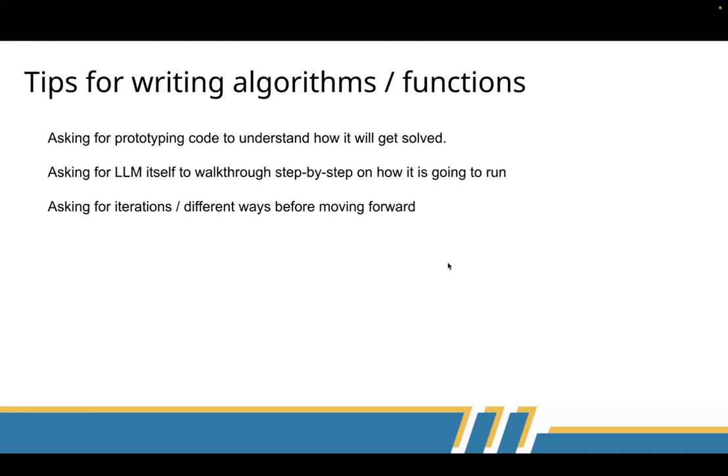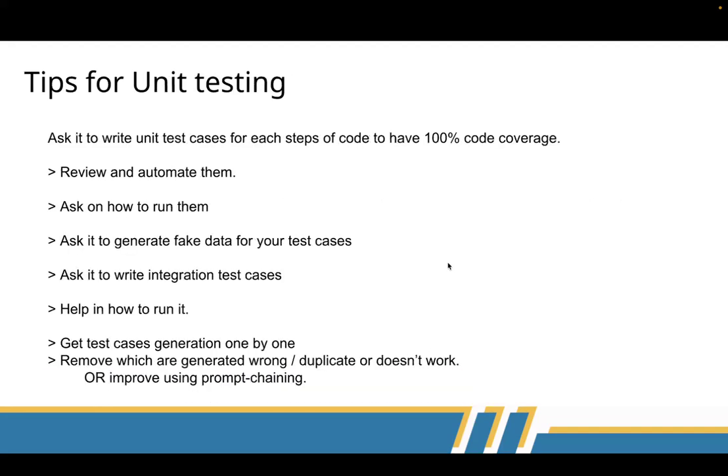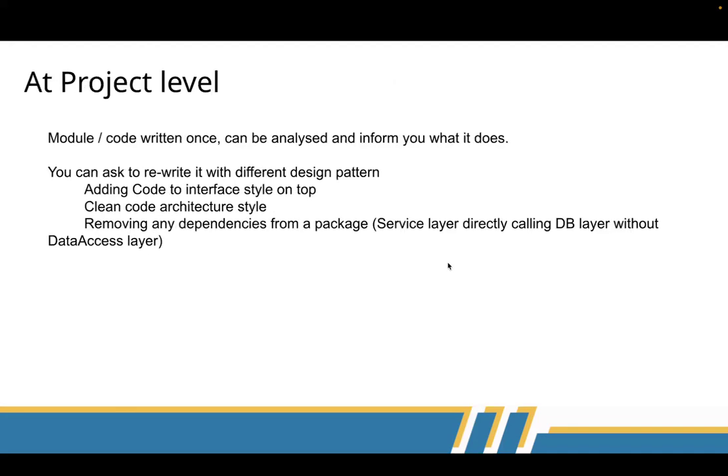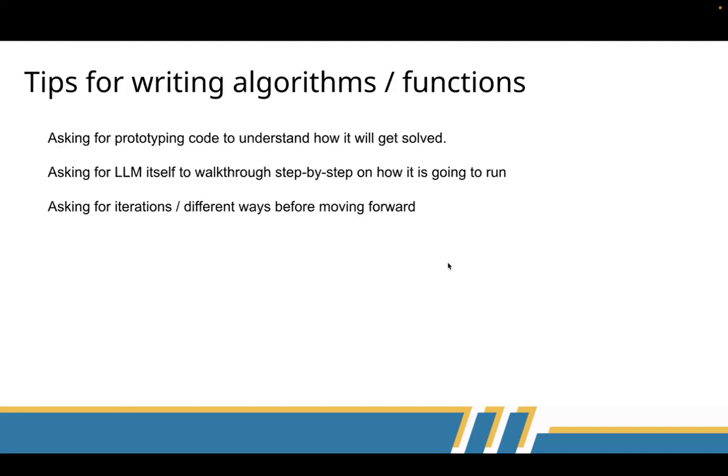Now we'll talk about what types of code you're writing, and we'll talk about tips for each of these segments: tips for improving existing code, tips for writing unit test cases, tips for documentation, tips for DevOps, tips at the project level. We'll start with writing algorithms.